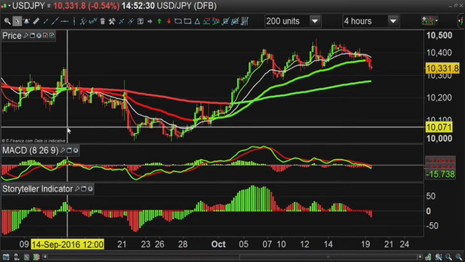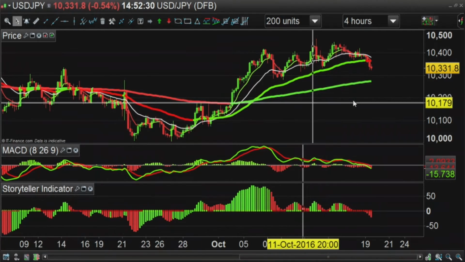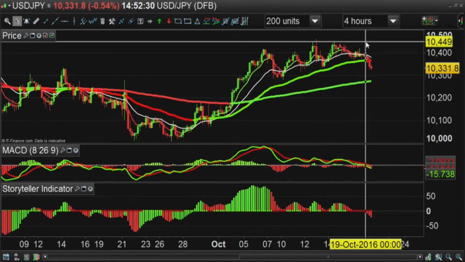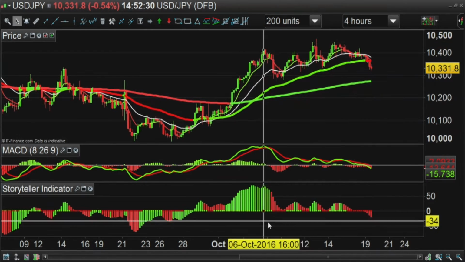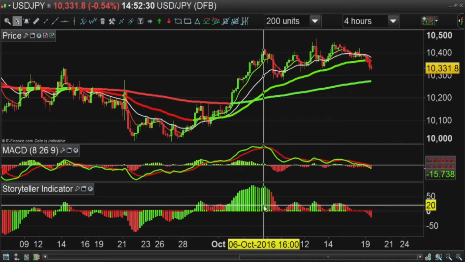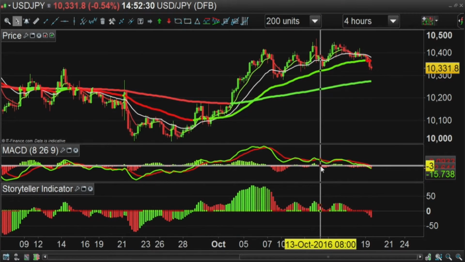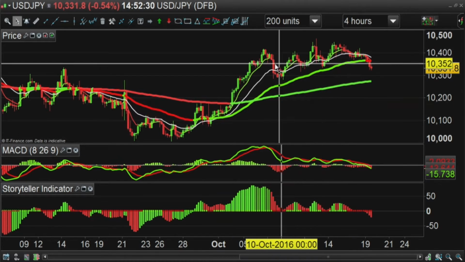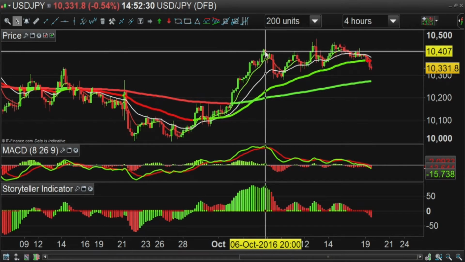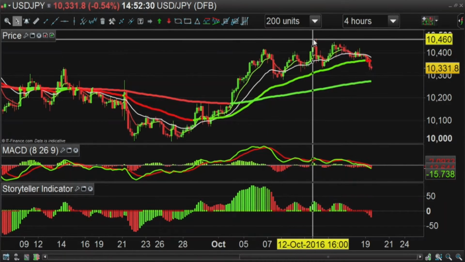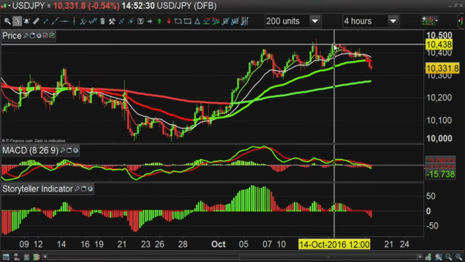So I've got my ProRealTime up here, and I'm using a 4-hour time frame, which is great for people that, of course, are working. And I've got my proprietary indicator down here called the Storyteller indicator, and I've also got the MACD indicator down below here, which you can get inside ProRealTime. But what I was looking for, looking at the market here on the dollar yen, is that it makes a high here, we come back, we make a higher high, but then we make a lower high here.